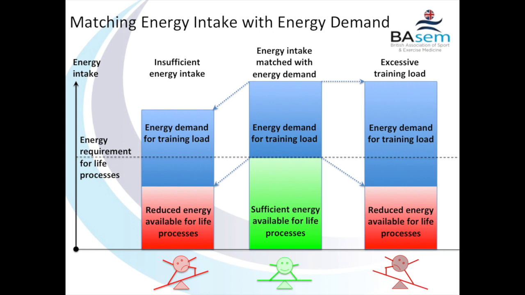However, reduced energy availability can lead to suboptimal health. This can arise in two ways. In the left-hand column, you can see that the athlete or dancer has reduced their energy intake, maybe inadvertently or maybe intentionally, whilst remaining on the same level of training, so this results in less energy being available for health.